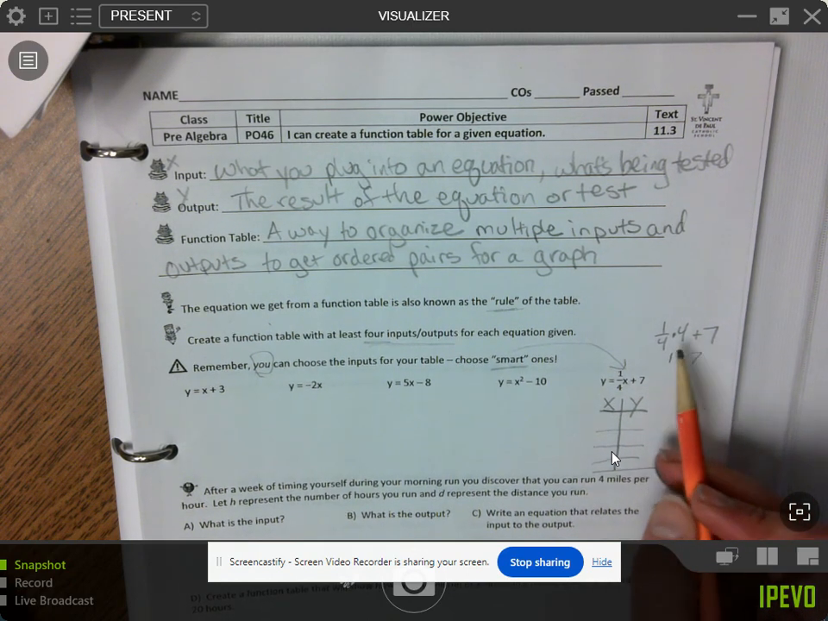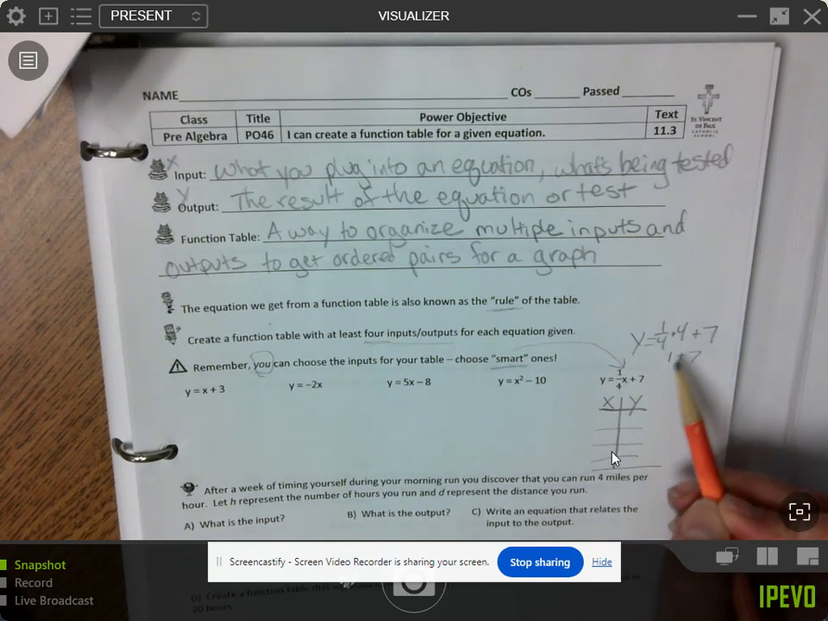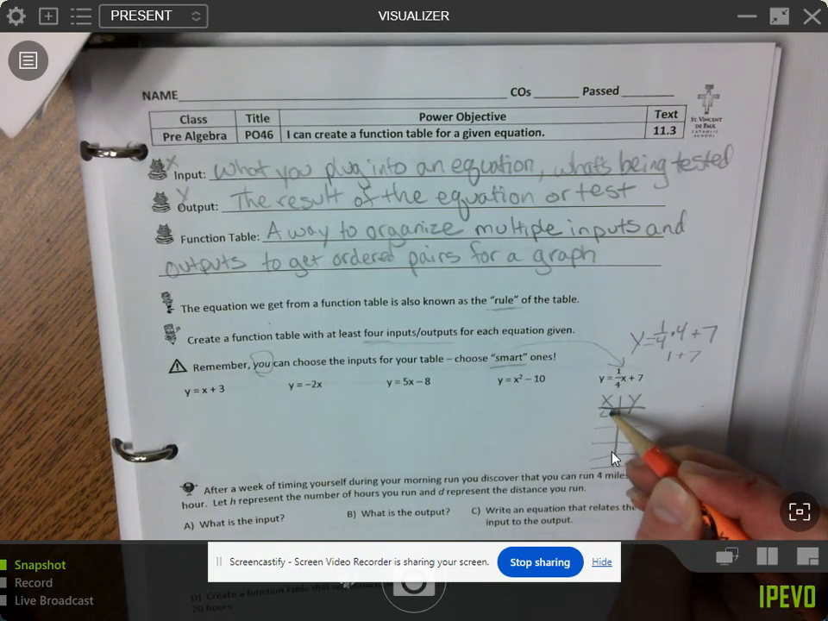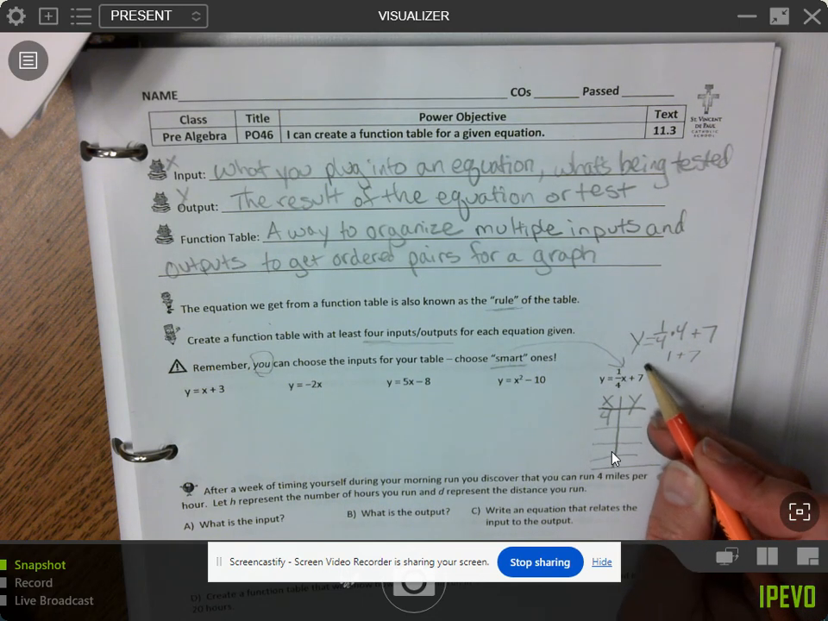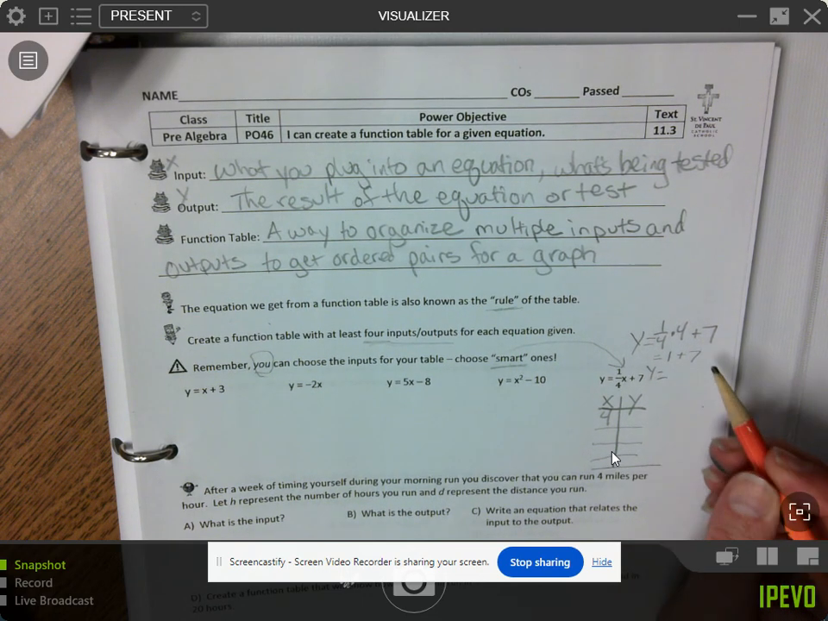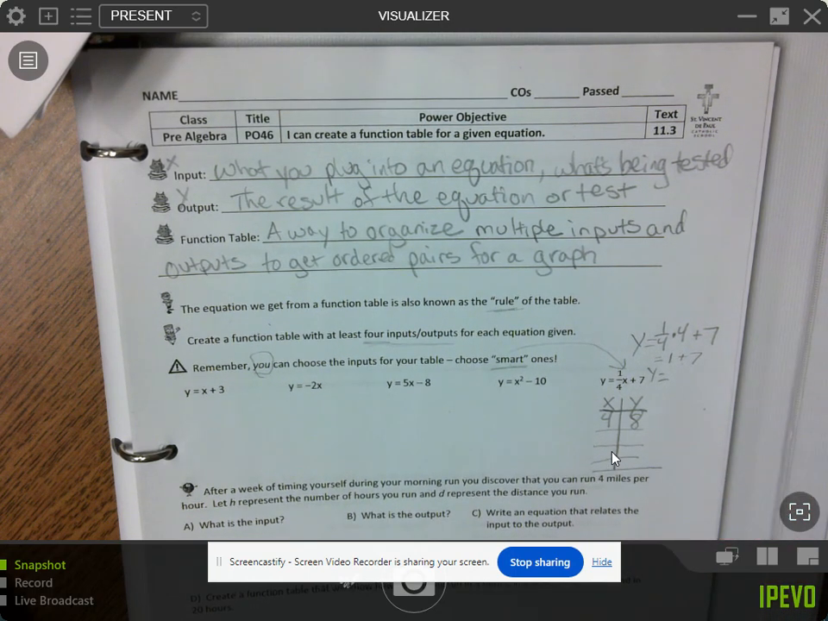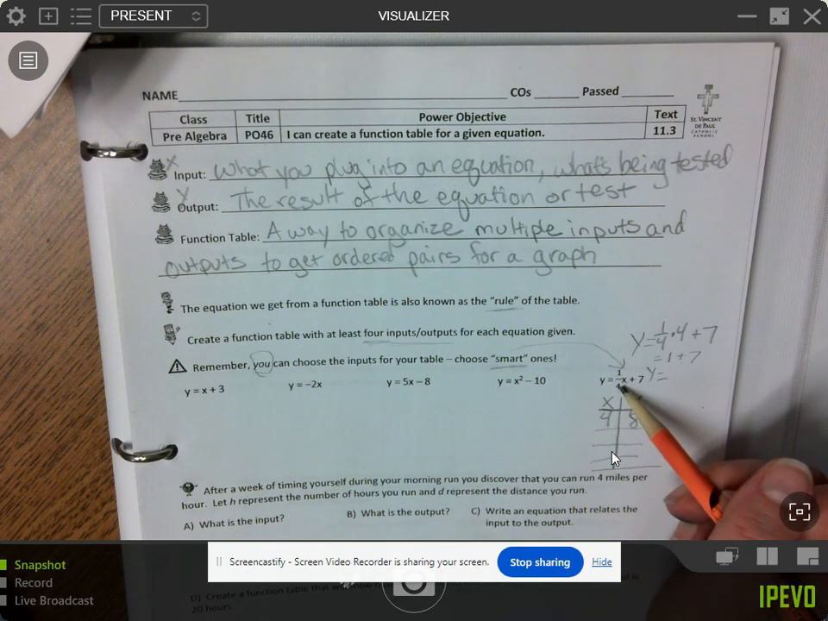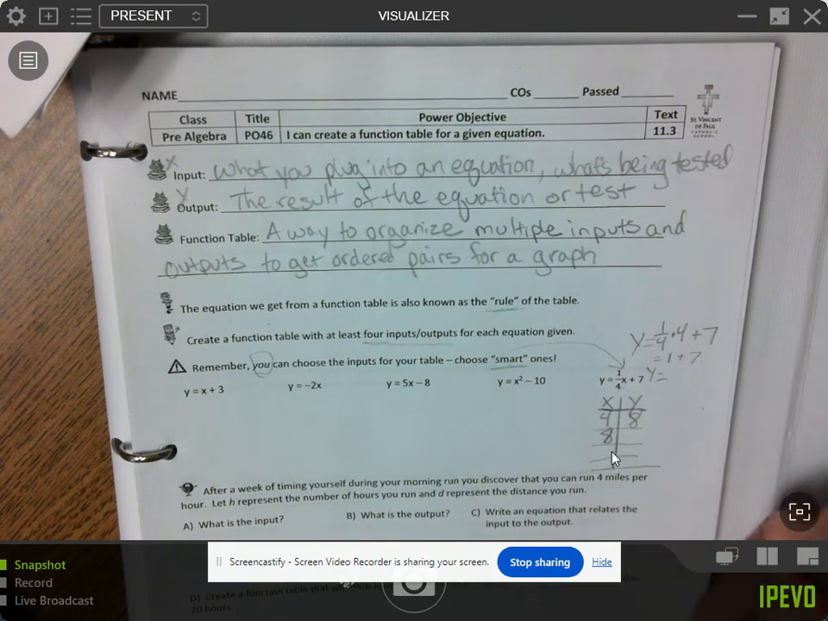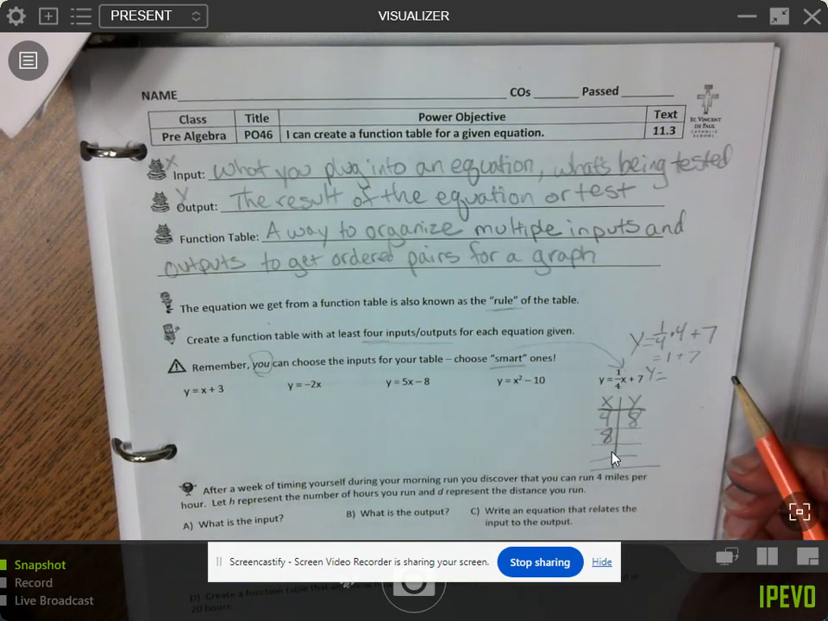So my output, y, equals my output. If I put a 4 in for x, what do I get for y? 8. 1 plus 7. Now, could I put in any whole number? Sure. But that doesn't give me an easy output. I like working with whole numbers. So when I see fractions, I use multiples of that denominator. So I get whole numbers. So if I see a 4 there, I would use an 8 next. 1/4 times 8.